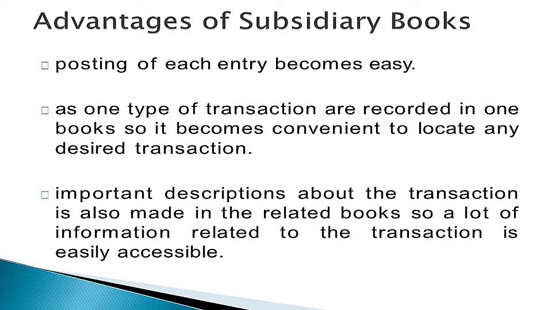Okay. When we are preparing the sales book, we can understand how we give the descriptions. All the credit sales we record in the name of the party, with the descriptions of products, quantity, and per unit price. And we also mention the discount, which will be shown in the sales book. So descriptions about the transactions are also made in the related books, and a lot of information related to the transaction is easily accessible.